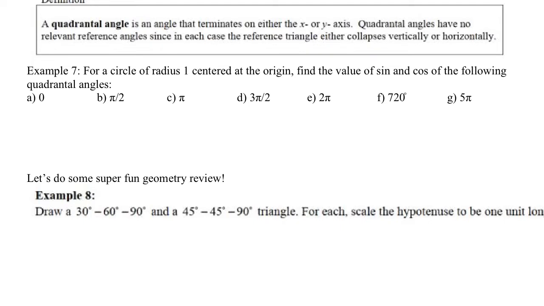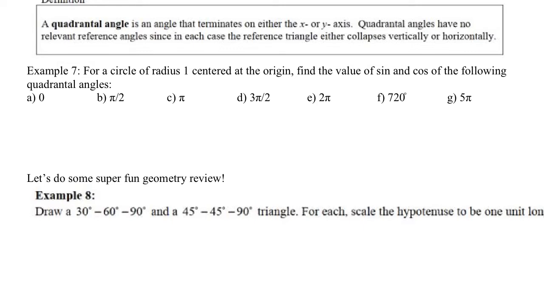They have no reference angle because if I try to draw a triangle, it collapses. Either the base and the height are basically the same, either vertically or horizontally. You can't actually draw a triangle because the hypotenuse, usually we call it r, because it could make a circle with a radius, but then the hypotenuse and one of the sides is the same. And so they have special things you just need to memorize, basically. And so find the value of sine and cosine of all the following quadrantal angles.